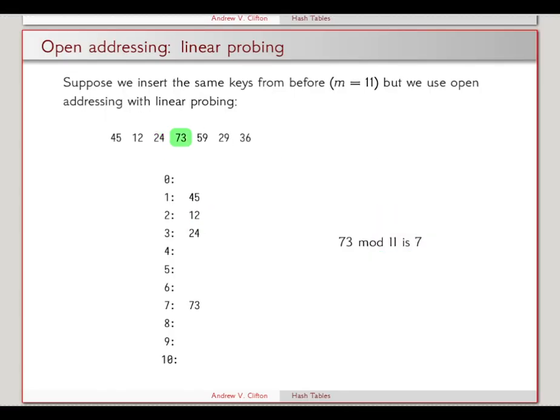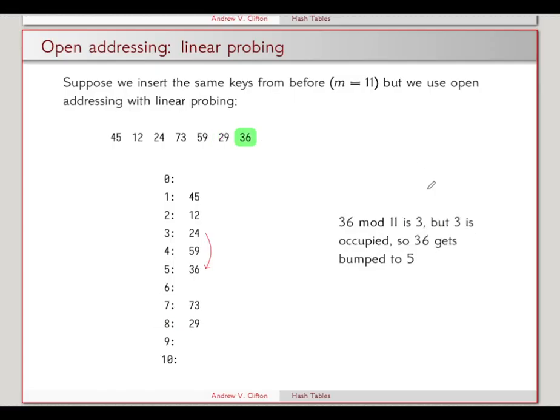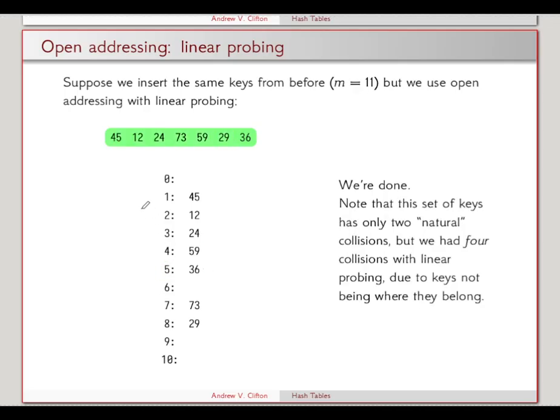73 mod 11 is 7, so that goes at index 7. 59 mod 11 is 4, so that goes at index 4. 29 mod 11 is also 7, but 7 is occupied, so 29 gets bumped to index 8. And then finally 36 mod 11 is 3, but 3 is occupied, so 36 gets bumped 2 spots down here. It has to search all the way down to index 5 to find a free spot.